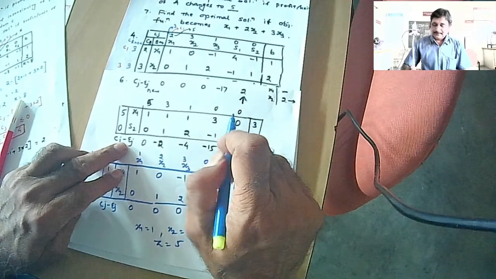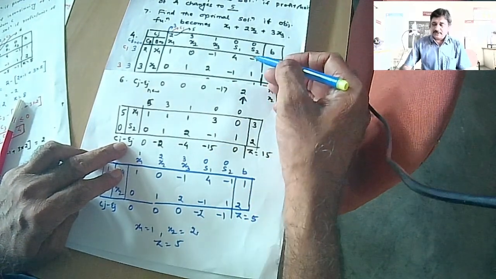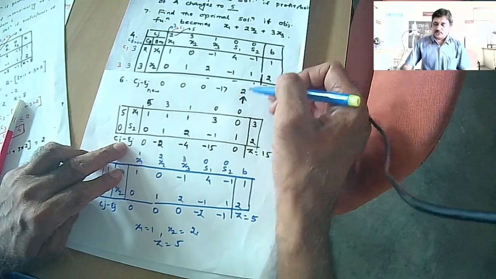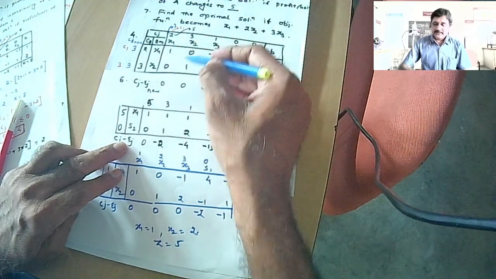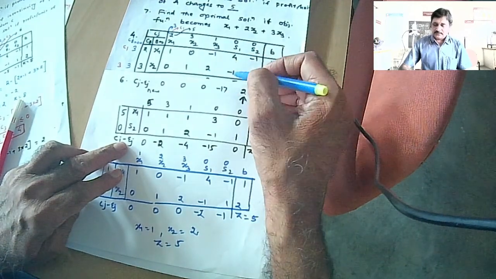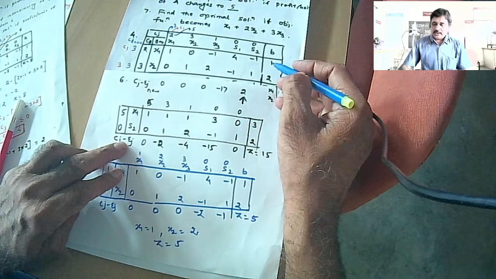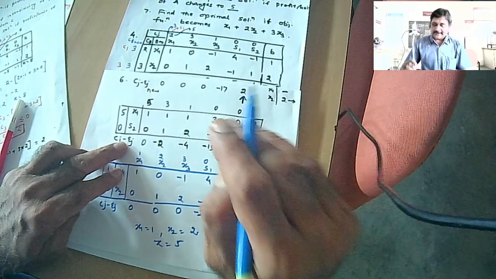That's it. Then I want to get 0 here in the next iteration. So what will I be doing? I will be adding this 2 to get 0 here. 1 plus 0, 1, 0 plus 1, 1, minus 1 plus 2, 1, then 4 minus 1, 3, minus 1 plus 1, 0, and 1 plus 2, 3.